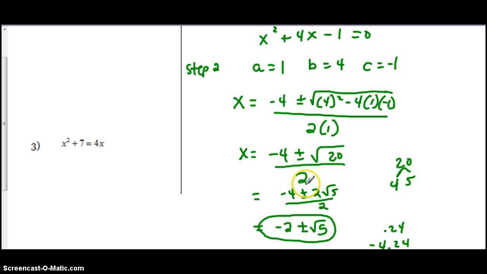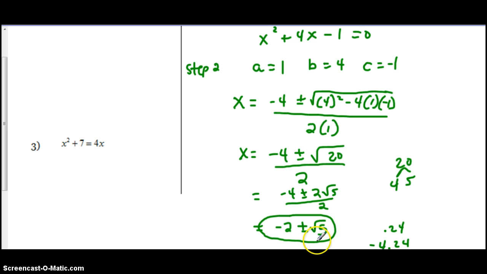Then everything is still being divided by 2, so each item we could simplify by dividing by 2. So negative 4 divided by 2 would be negative 2, and 2 divided by 2 is 1. So our final answer is negative 2 plus or minus the square root of 5.